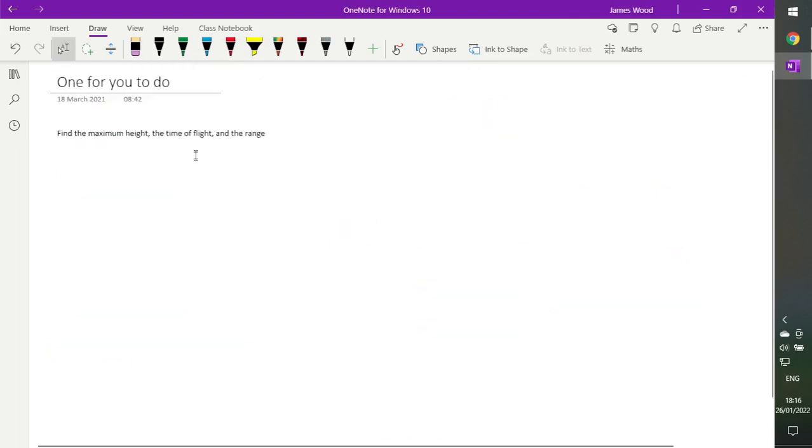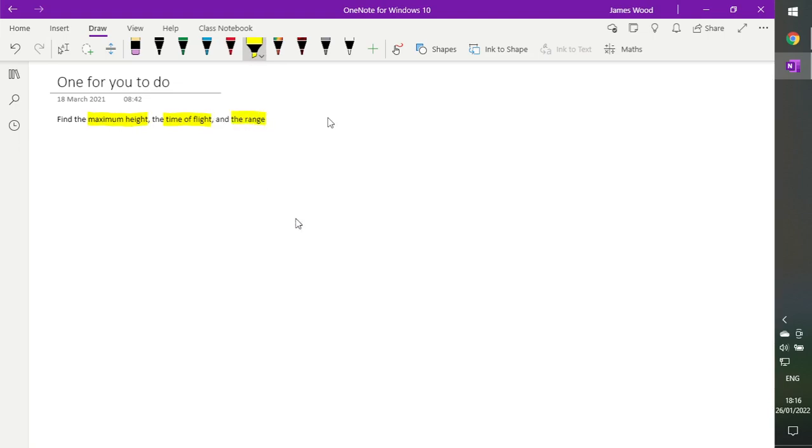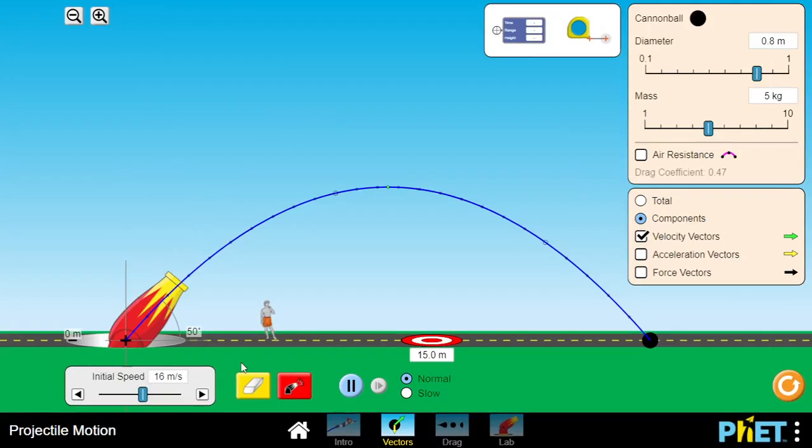Okay, so I'm going to give you one to do for practice, and then we're going to go through the solutions. We want to find the same three things. We want to find the maximum height that it gets to, the time of flight, and the range, and then we're going to check it using this simulation.